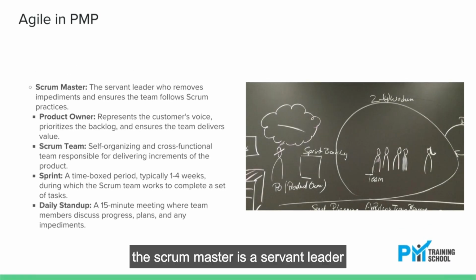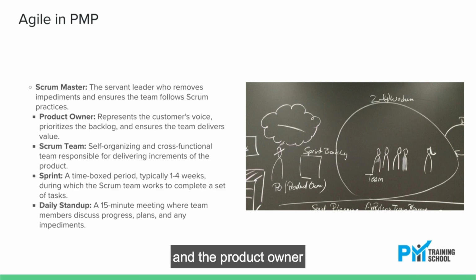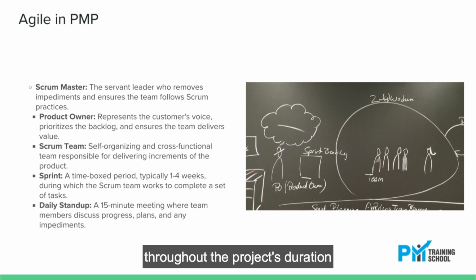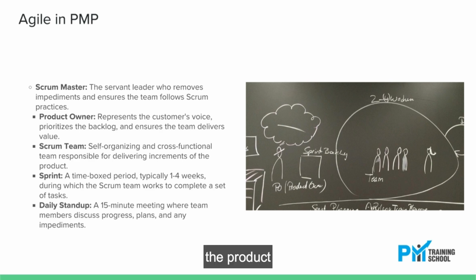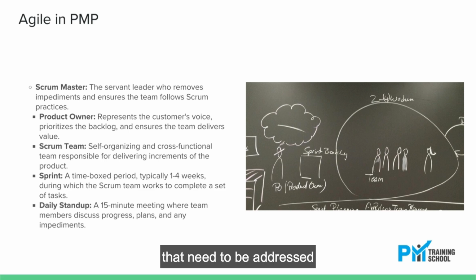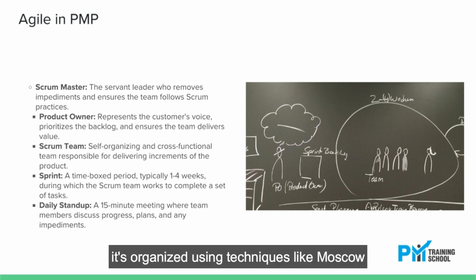The Scrum Master is a servant leader who removes impediments among the team members and the product owner. The product owner is the voice of the customer. They decide what holds the most value throughout the project's duration. The product backlog is a prioritized list of user stories that need to be addressed in the project. It's organized using techniques like MoSCoW or 100 points, focusing on high-value and high-risk items first.